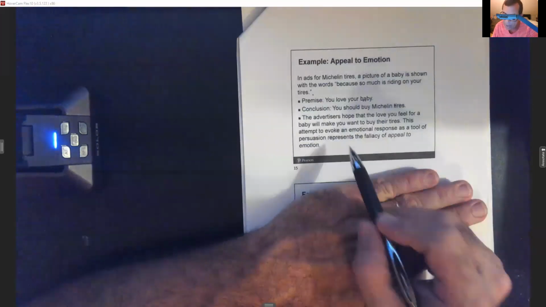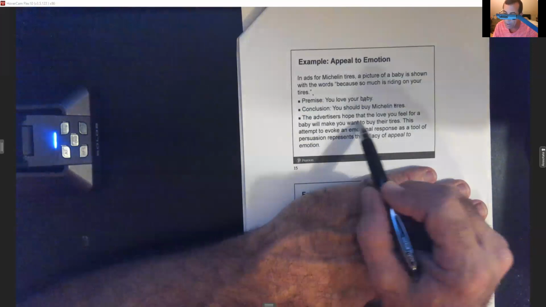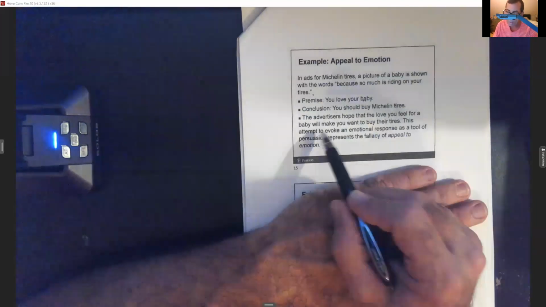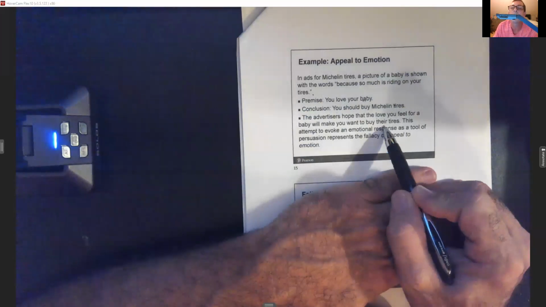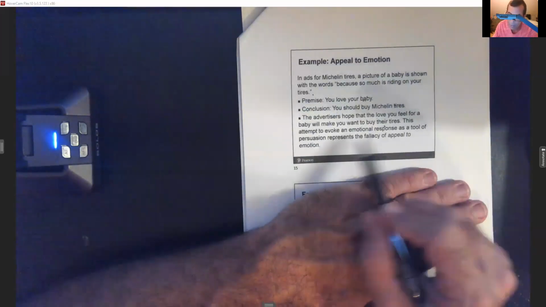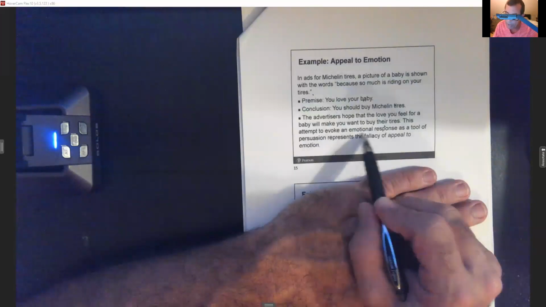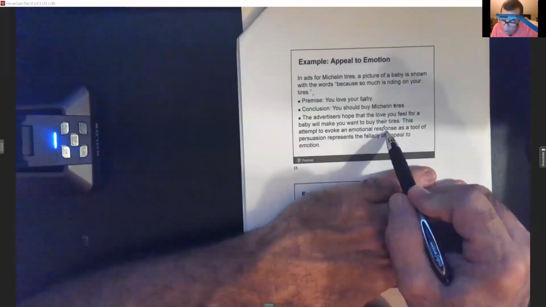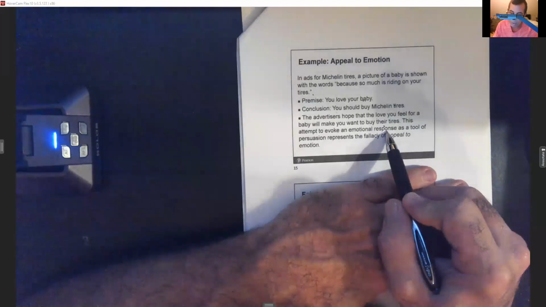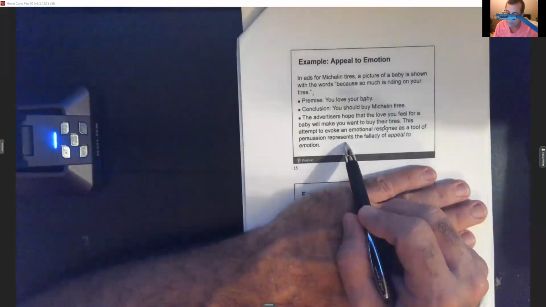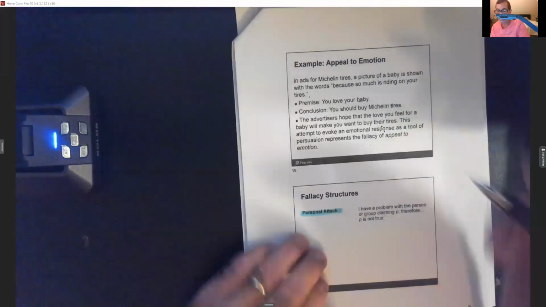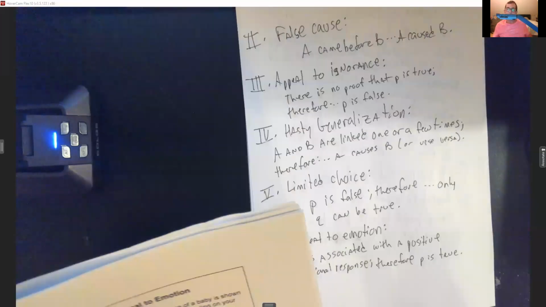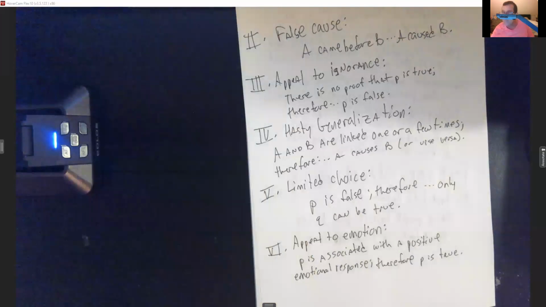So the advertisers hope that the love you feel for a baby will make you want to buy their tires because they're the safest tires, right? This attempt to evoke an emotional response, appealing to your love of that baby as a tool of persuasion, represents the fallacy of appeal to emotion. They're not saying that you have an option. We're just appealing to how you feel about that baby.